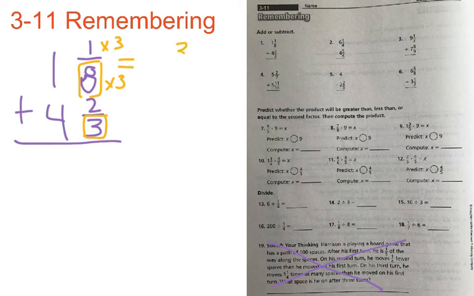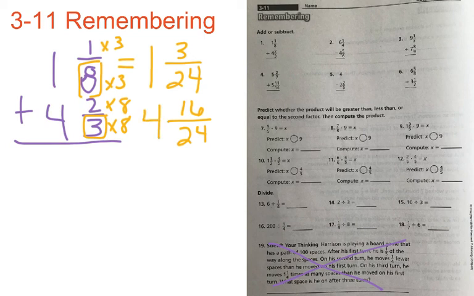1 times 3 is 3. 8 times 3 is 24, and I'm going to bring over my 1, my whole number. Then I'm going to multiply the top and bottom by 8. 2 times 8 is equal to 16, and 3 times 8 is equal to 24. And then I'm going to bring over my whole number, and now I can complete my addition problem.